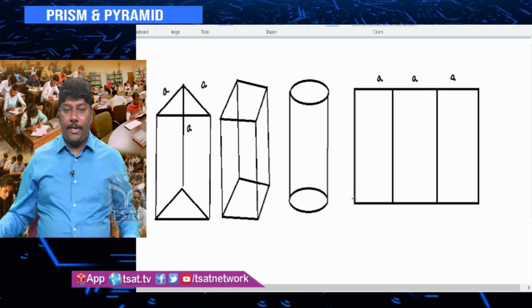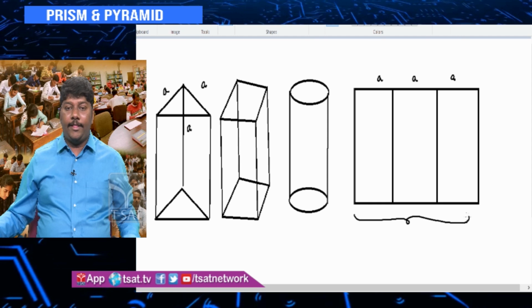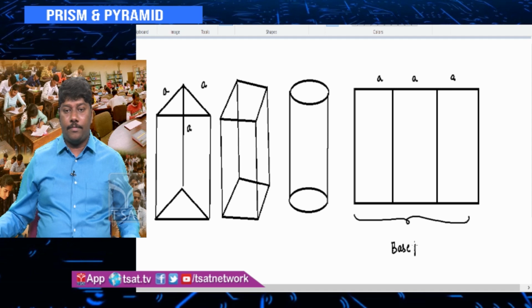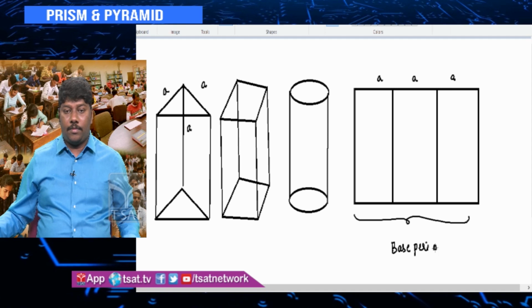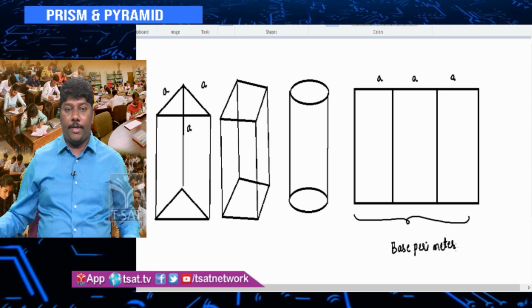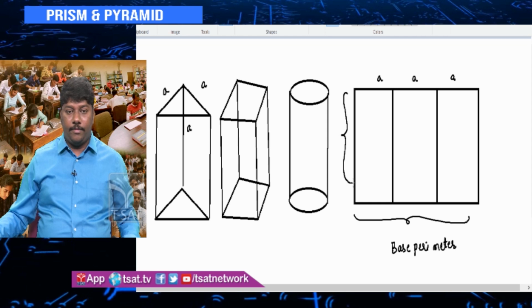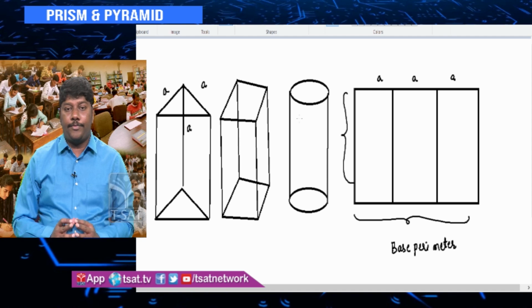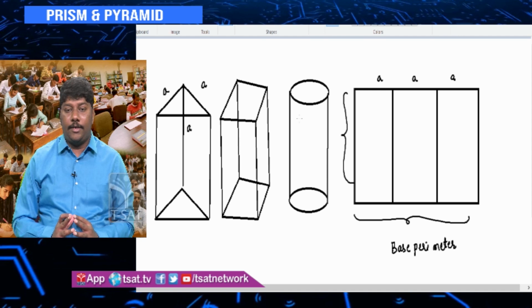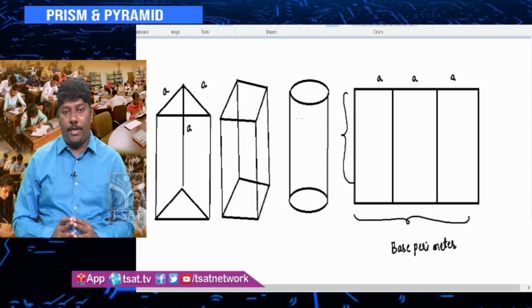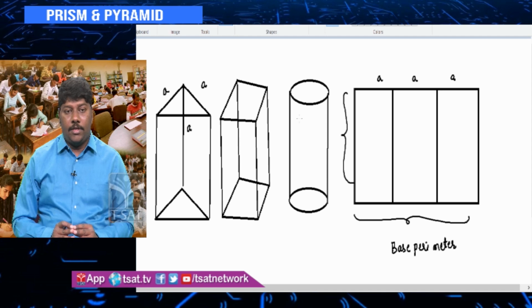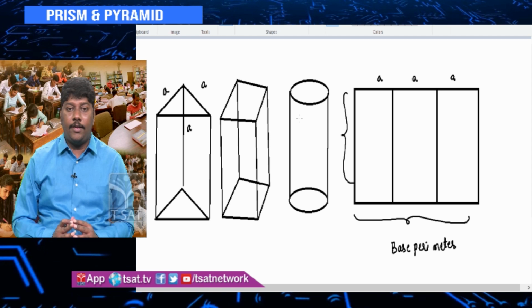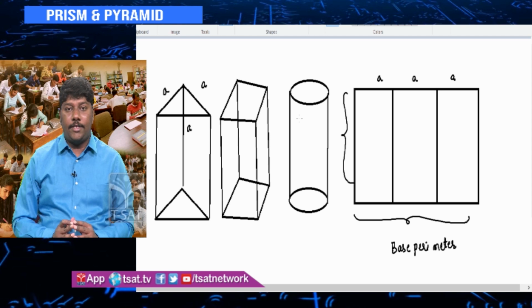So ultimately, for this rectangle, the length of the rectangle becomes the base perimeter. The height of this rectangle becomes the height of the prism given. I have taken a triangle here and opened it up, so I get the base perimeter, meaning the triangular perimeter, and the height is the height of the prism. If I open it up, I can find the lateral surface area. This rectangular surface is nothing but the lateral surface area.